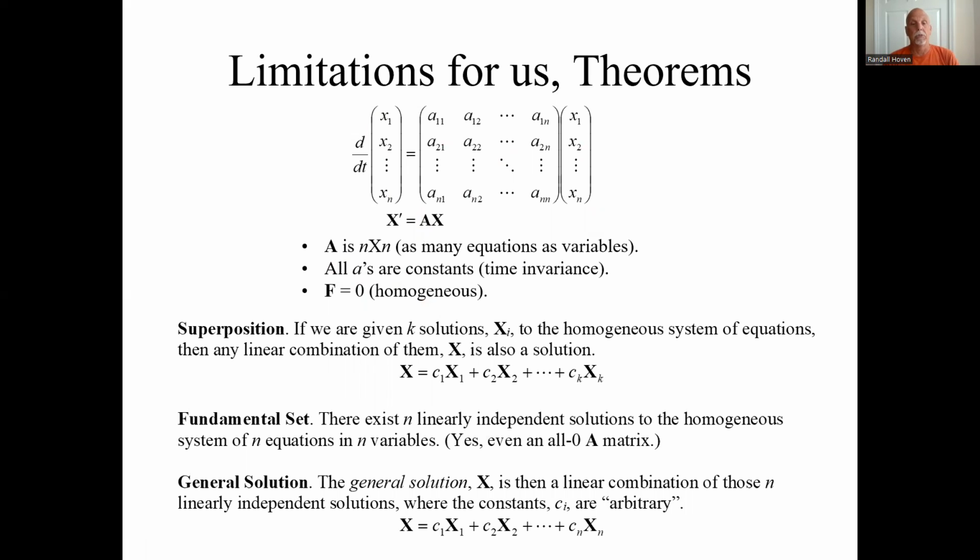We have a few theorems about such systems. For one, if we're given a bunch of particular solutions, a linear combination of them is also a solution. There exists a fundamental set: n linearly independent solutions to the homogeneous system of n equations and n variables. So we're going to get n linearly independent solutions to this guy. And the general solution is then the linear combination of those n particular solutions.